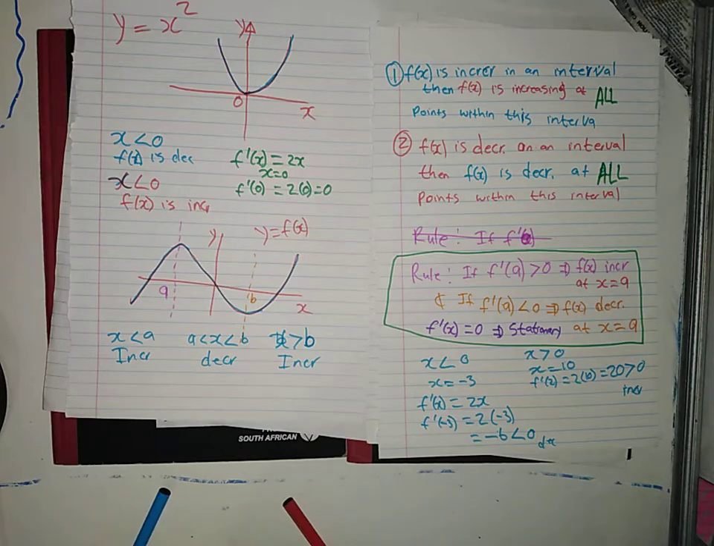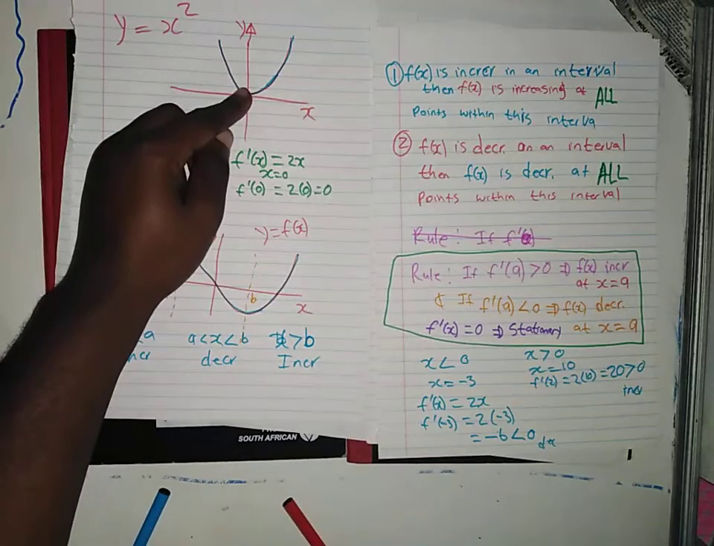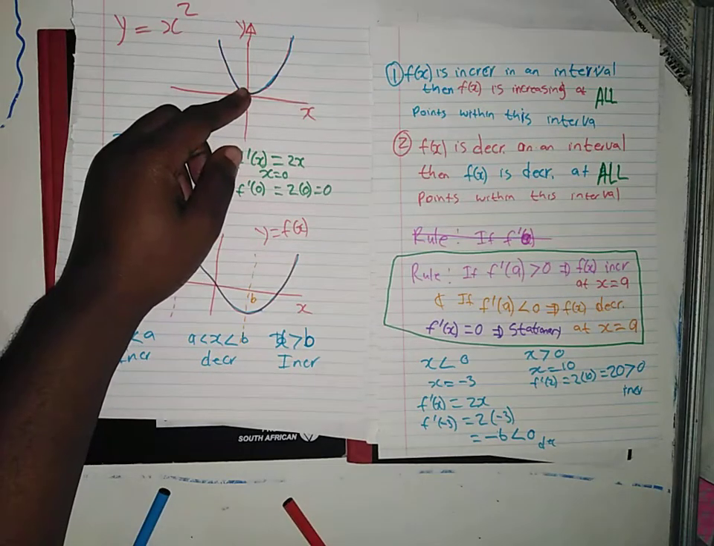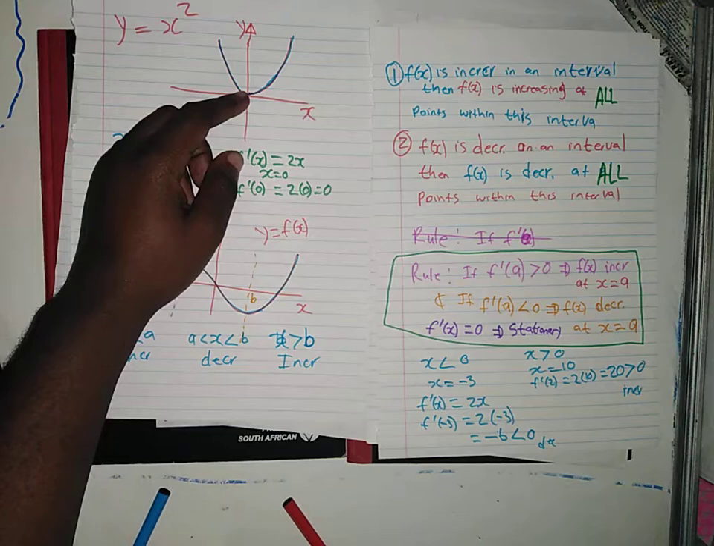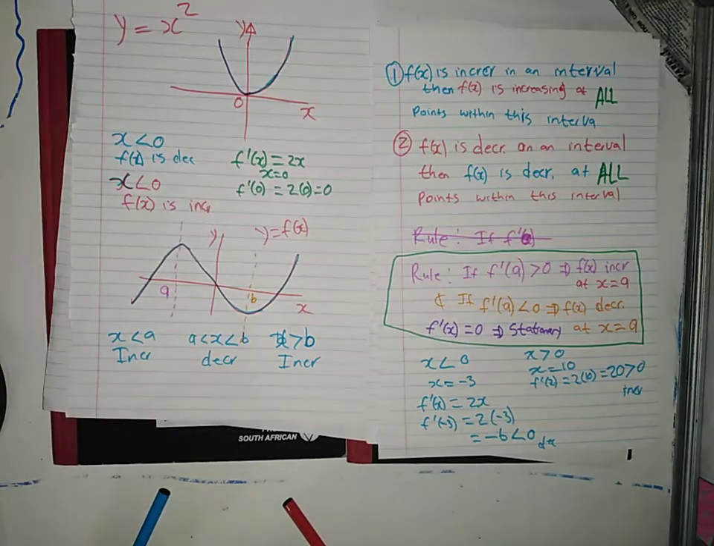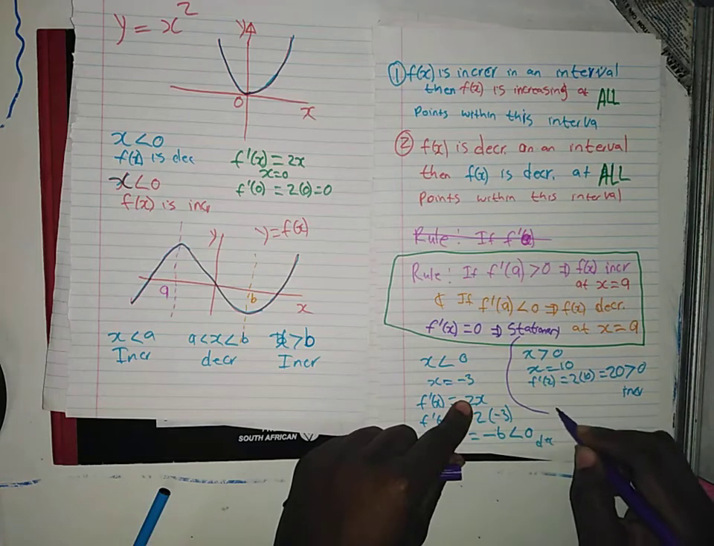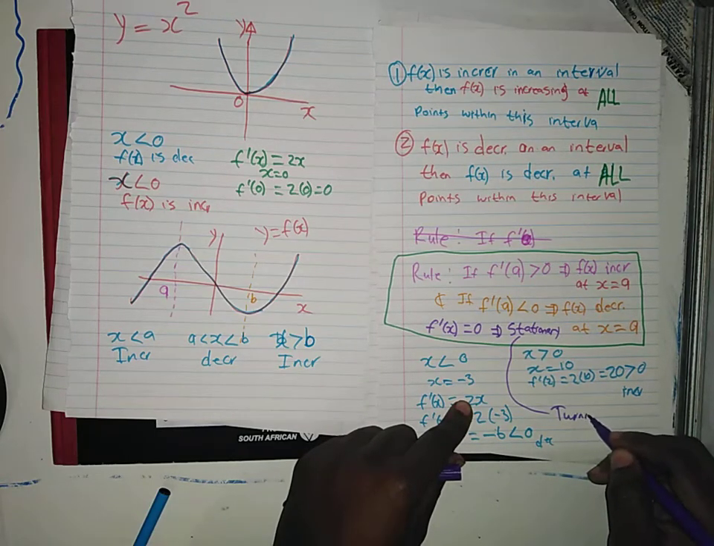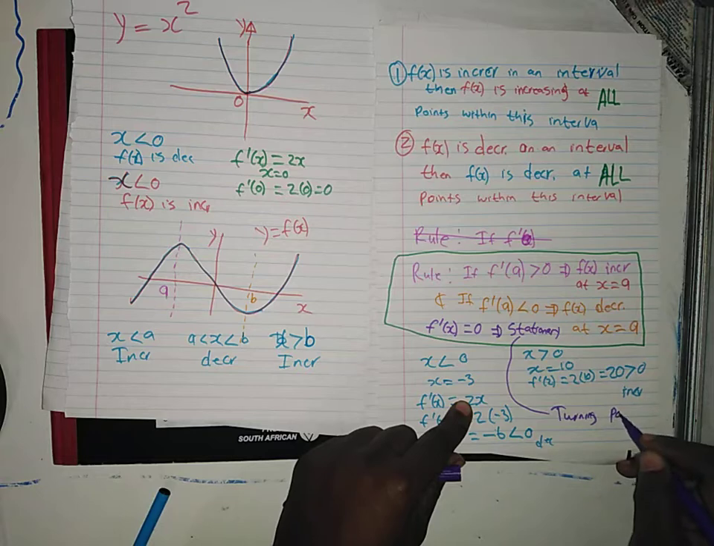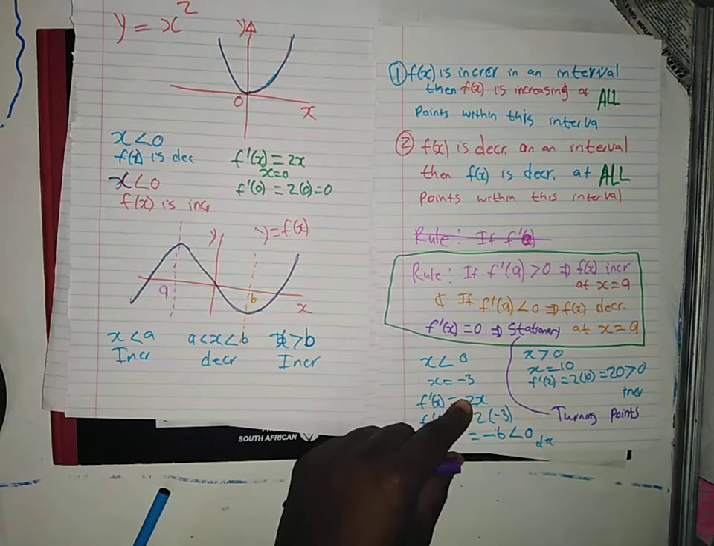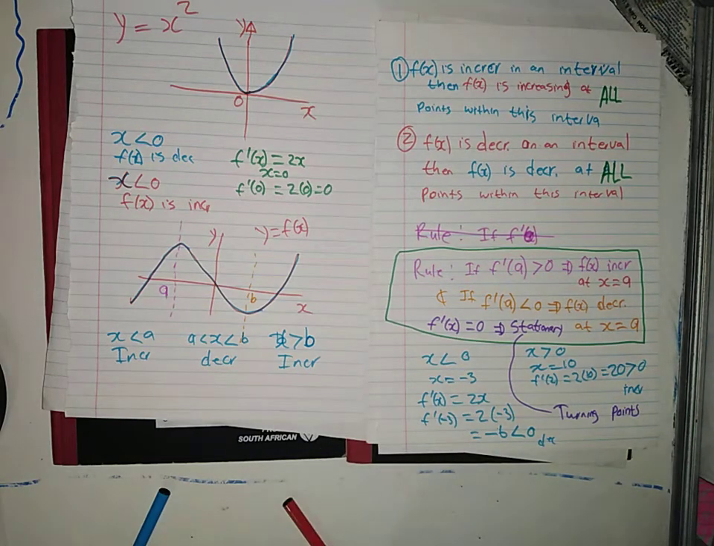So when we speak about stationary points, what are those stationary points? A stationary point is where the graph changes from increasing into decreasing. We've got a very nice word for it: turning point. We call it a stationary point, but in normal language we usually call it a turning point.